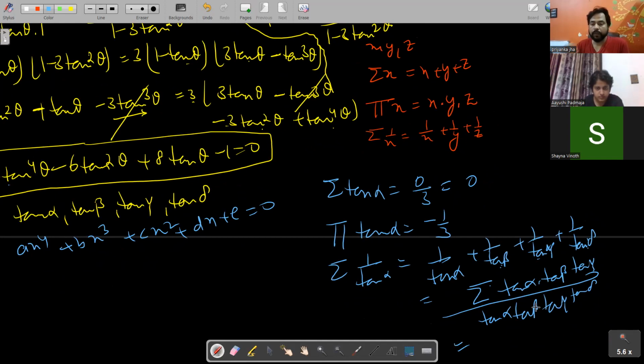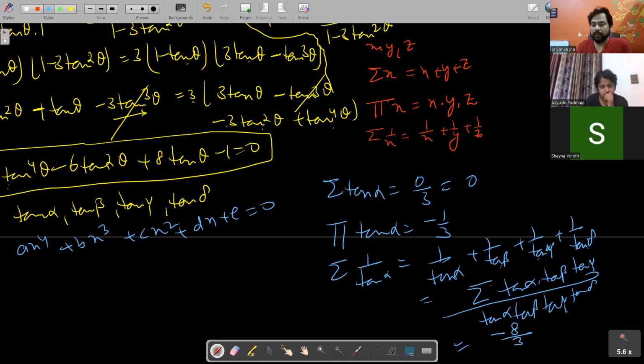So if you take 3, the formula is minus d by a. Minus b by a, c by a, minus d by a. So if you take x1, x2, x3, it's minus d by a. Okay, d is what? So this is a. b is not here because the tan cube term is not present. c is minus 6. d is 8. So that is minus d by a. So here, why not just do the summation of tan alpha?